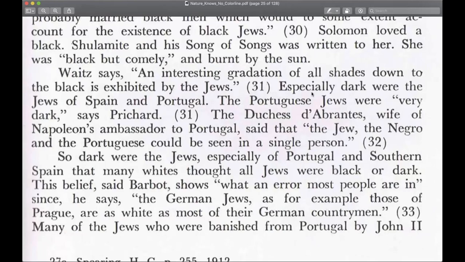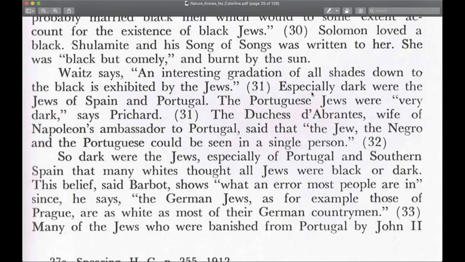The Duchess de Abrantes, wife of Napoleon's ambassador to Portugal, said that the Jew, the Negro, and the Portuguese could be seen in a single person. Again, so when they were saying a Negro coming from Portugal, well, it's the same thing as a Jew. It's the same thing as a regular Portuguese. It doesn't mean it was an African.